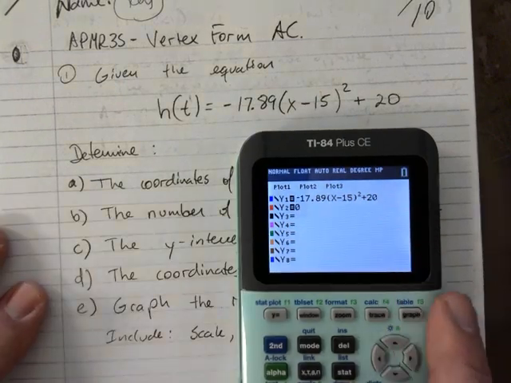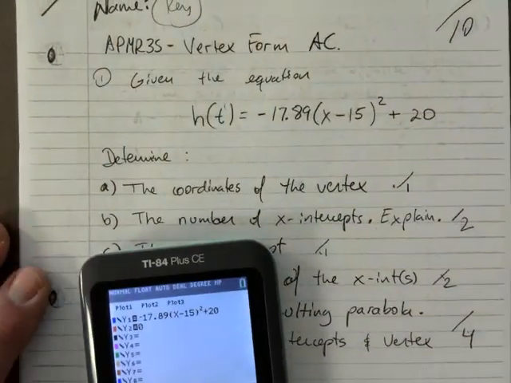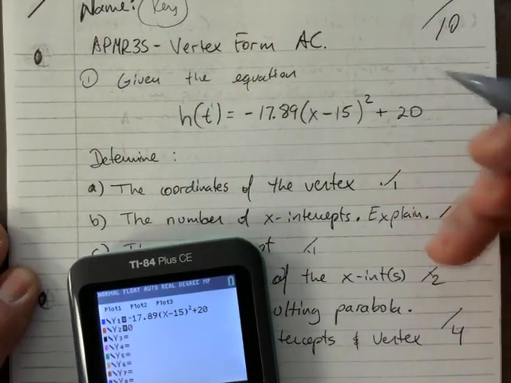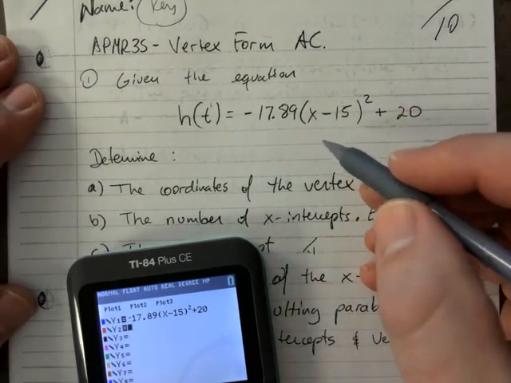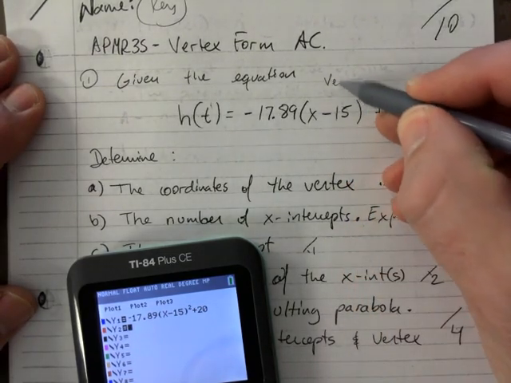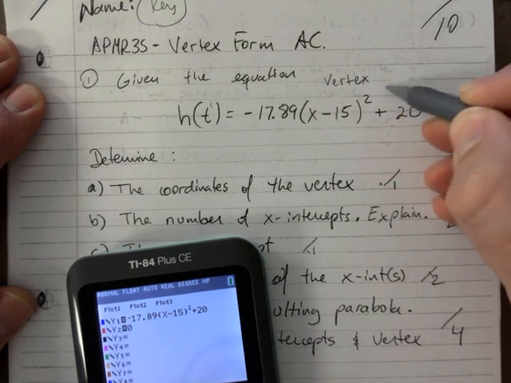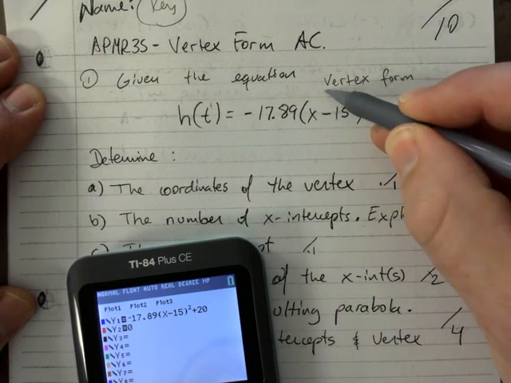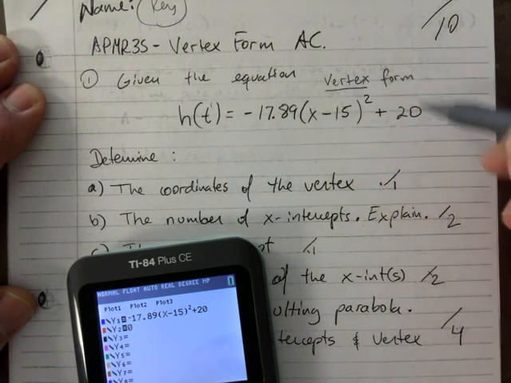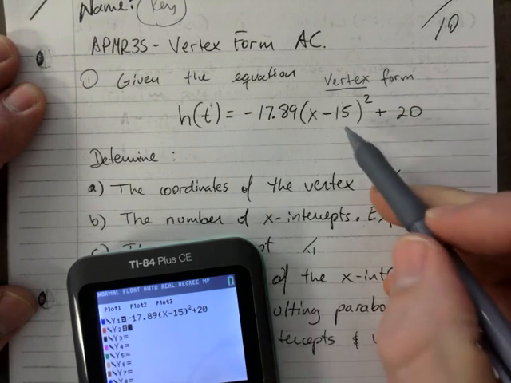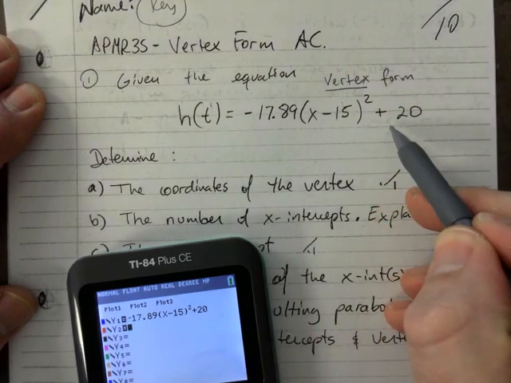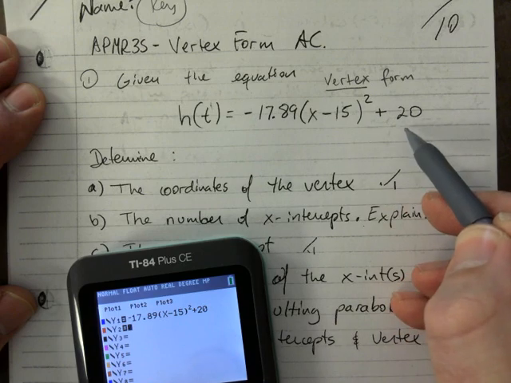Before you even graph it, you should have already picked up on a few things. First of all, it's not general, right? This is in vertex form, which the word vertex tells you this gives you the vertex. If you look at it, and I'm sure some of you figured out, wait a minute, my vertex was 15, 20, right? Some of you saw that.